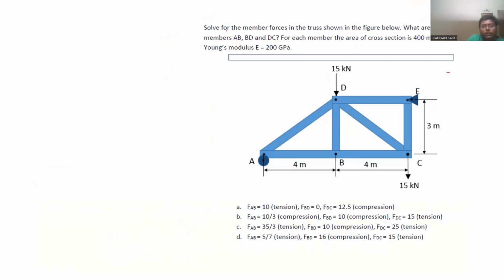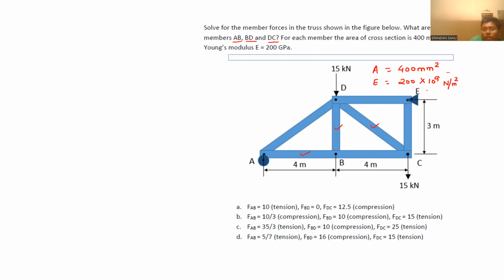Now, see, in this question they are asking us to determine the member forces AB, BD, and DC. Where is AB? AB is this member, BD is this member, and DC is this member. And for each member, the cross-sectional area they have given is A equal to 400 mm square, and E is 200 GPa. GPa means 10 power 9 Newton per meter square.